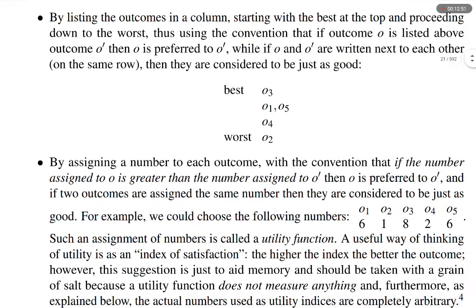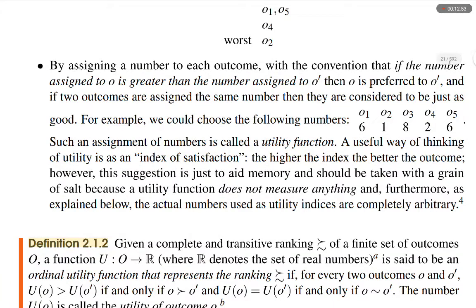Fourth, by assigning a number to each outcome with the convention that if the number assigned to O is greater than the number assigned to O′, then O is preferred to O′, and thus if two outcomes are assigned the same number, then they are considered to be just as good. For example, we could choose the following numbers: O1 yields 6, O2 yields 1, O3 yields 8, O4 yields 2, O5 yields 6.